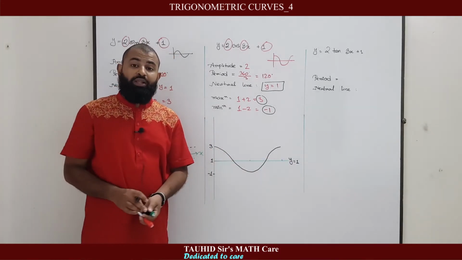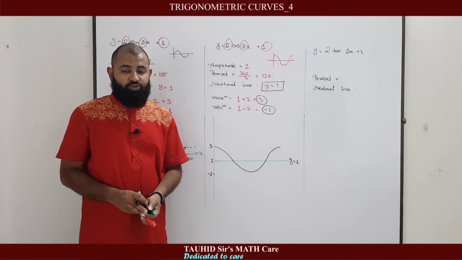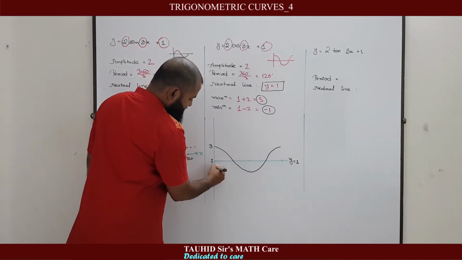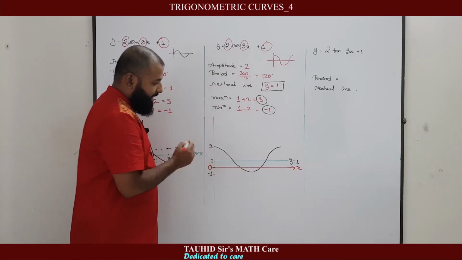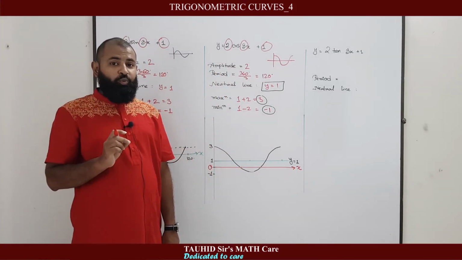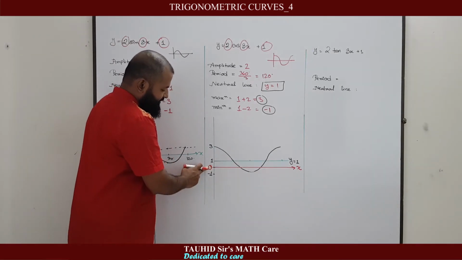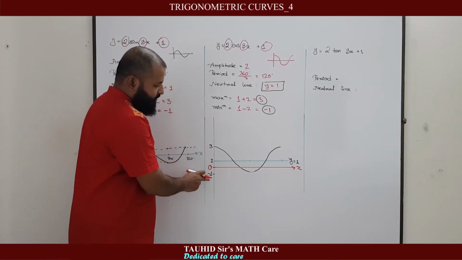So where will the x-axis be situated? It will be placed here. So this one is the x-axis. The x-axis will be situated at the position where the value of y is 0. So in between 1 and minus 1.